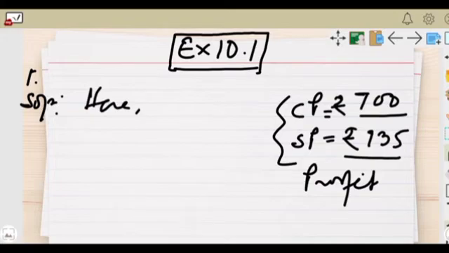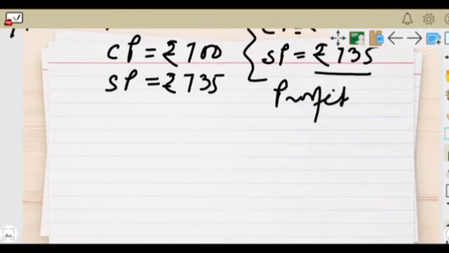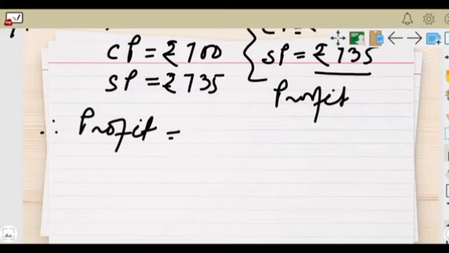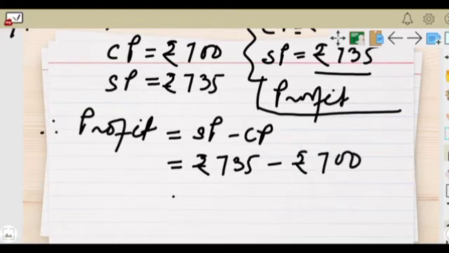Here, you can write cost price, rupees 700. And what is the selling price? We have rupees 735. Therefore, profit. What is the formula for profit? Selling price minus cost price. What is the selling price? Rupees 735 minus what is the cost price? Rupees 700. So if you subtract, you'll be getting 35 as the profit. Now we know the profit.